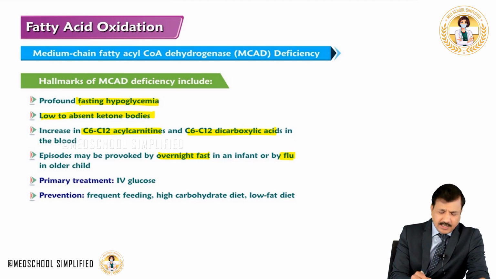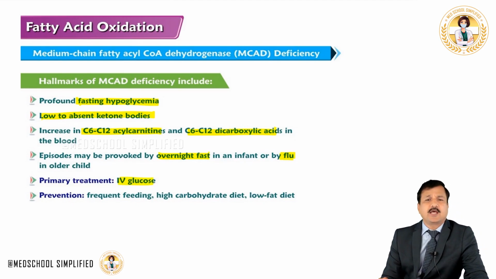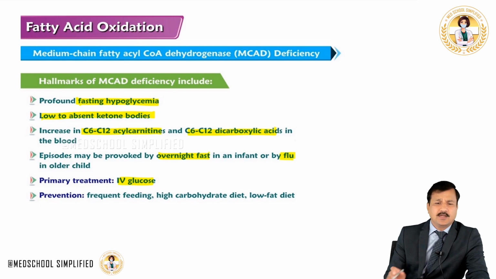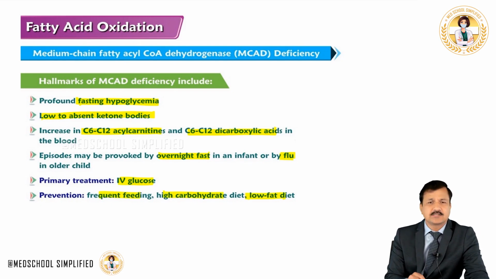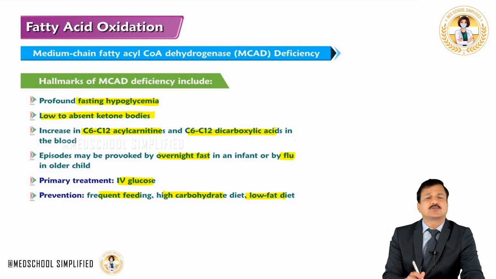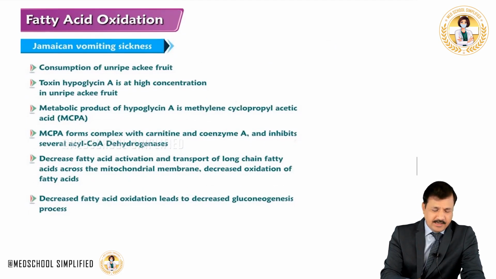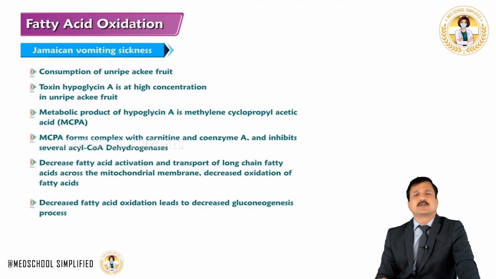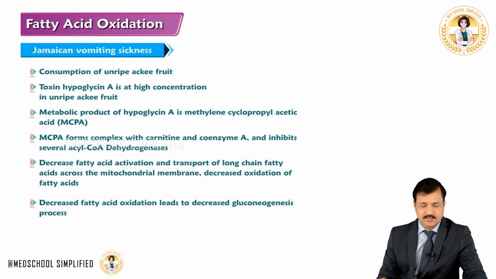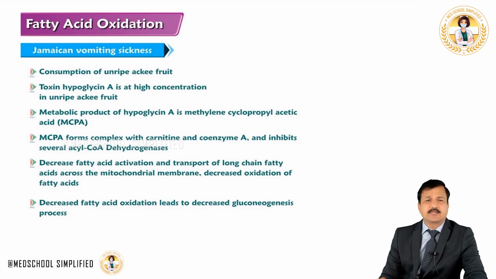Now, treatment is IV glucose to prevent hypoglycemia, and frequent feeding, especially a high carbohydrate and low fat diet, will help, because we are trying to keep beta oxidation low, thereby decreasing the accumulation of acyl-carnitine species. Now our next disease in this beta oxidation process is Jamaican vomiting sickness.